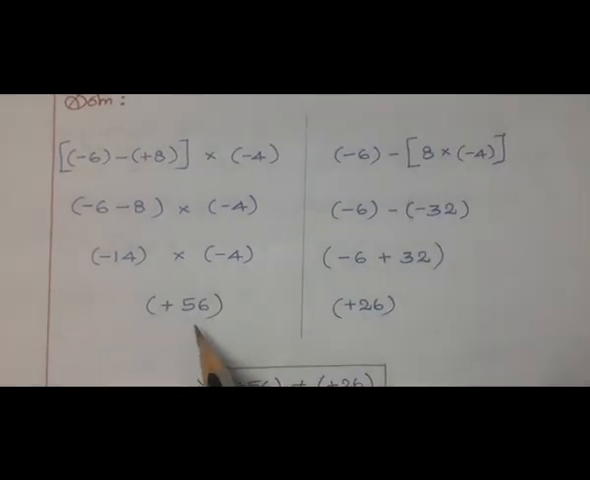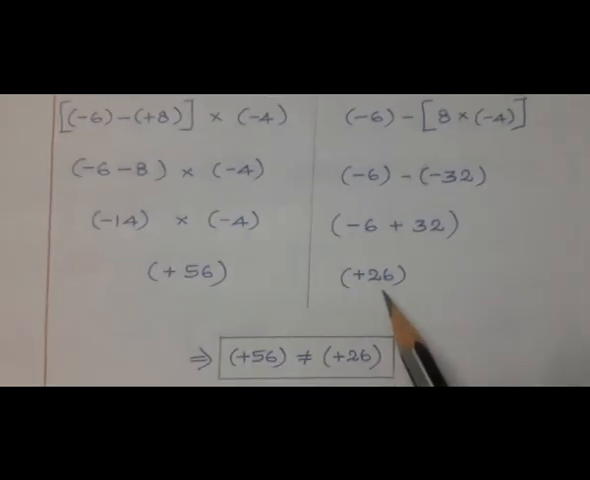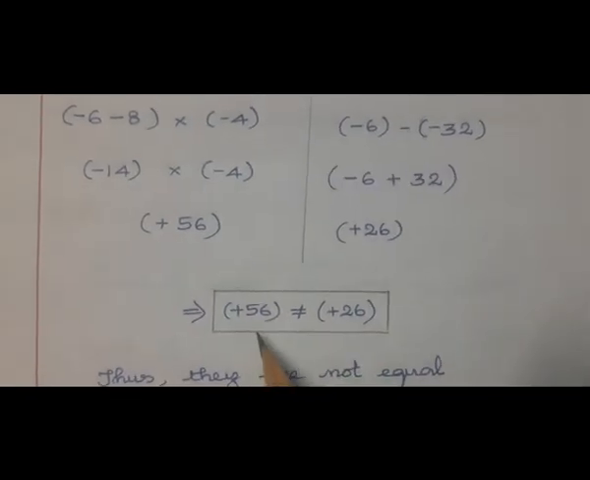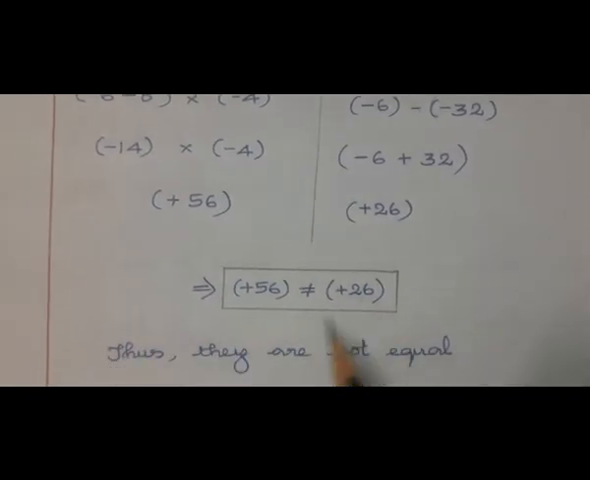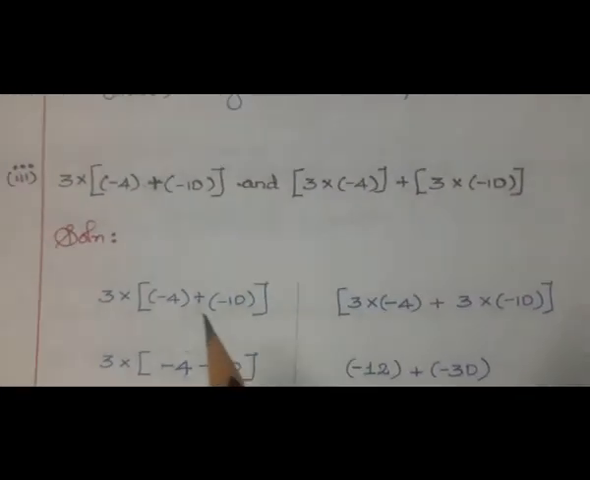Therefore, on the left hand side we have 56 and on the right hand side we have 26. This implies 56 is not equal to 26. Thus, they are not equal. Next, we will move on to the third question.